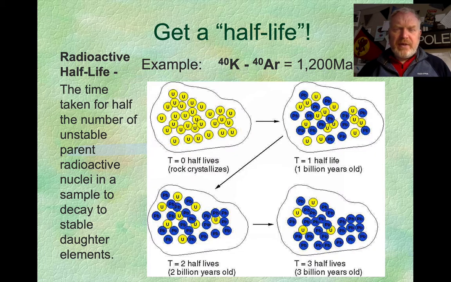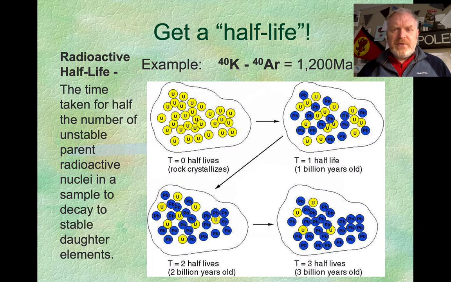So, the example I've given you on the diagram here: uranium. Isotopes of uranium decay to form lead. So the yellow circles there represent uranium, the blue ones represent lead. After one half-life, which for this particular atom is about 1 billion years, what we'll see is half of those uranium atoms have decayed to form lead. So what we end up with after one half-life is 50% uranium and 50% lead.